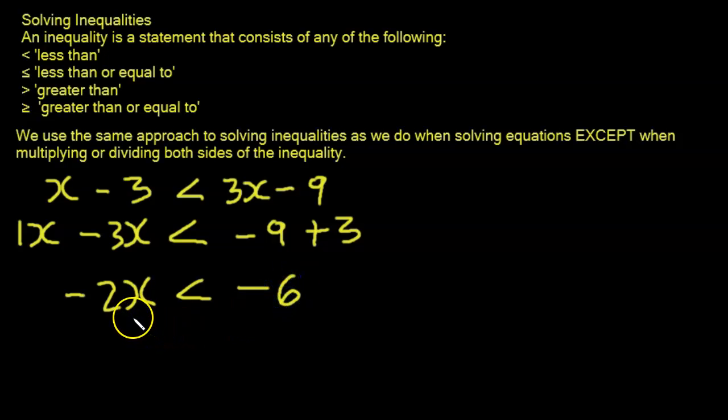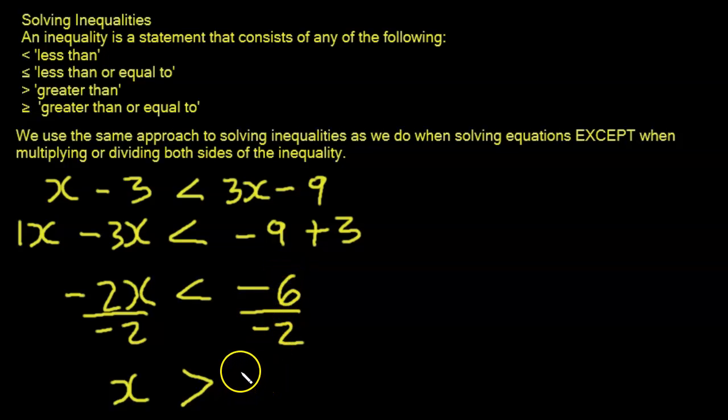So here now we need to isolate the x. We want the x by itself, so we need to divide both sides by minus 2. So minus 2 into itself is 1, so we have x. And then because we are dividing by a negative number, the direction of the sign changes. And then remember when you're dividing, a negative number divided by a negative number gives you a positive number. So x is greater than 3.